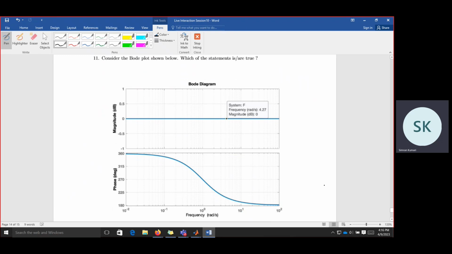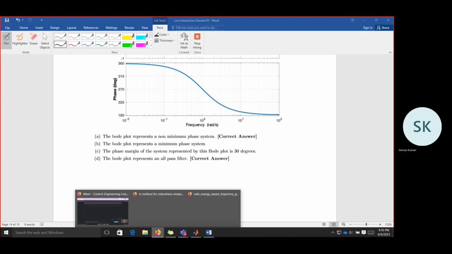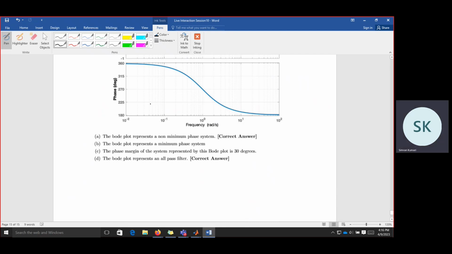Now this is a Bode plot. We can say this is the magnitude plot and it's 0 dB. So for all frequency it's 0 dB. That means gain is 1. And if you see the phase, it is changing from 360 degree to 180 degree. So delay is approximately minus 180 degree. Okay.